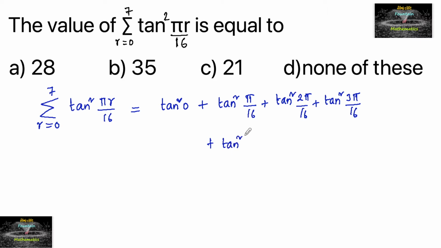plus tan square 4 pi by 16, plus tan square 5 pi by 16, plus tan square 6 pi by 16, plus tan square 7 pi by 16.